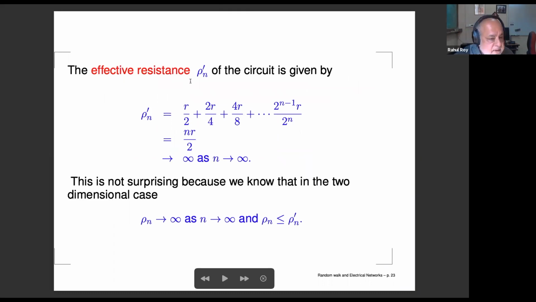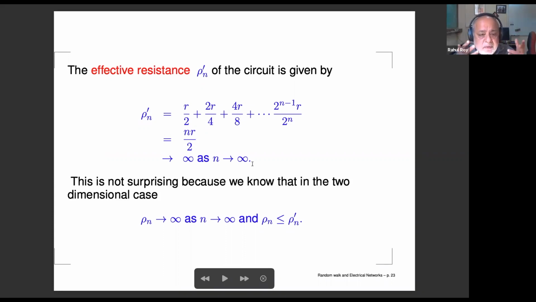So the effective resistance, just like earlier, doing the parallel calculations for resistors located in parallel, we get that rho prime n is r over 2 plus 2r over 4 plus 4r over 8, etc. Which is r over 2, if you take it in common, then it becomes 1 plus 1 plus etc. And so that sums up to be nr by 2, which goes to infinity as n goes to infinity.